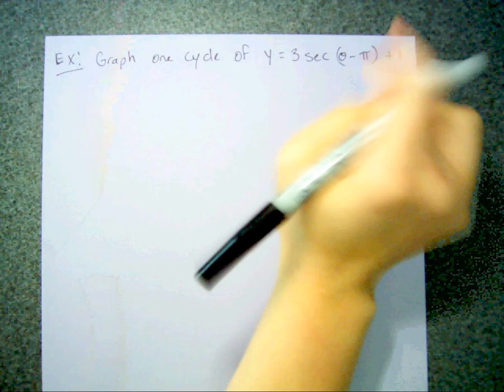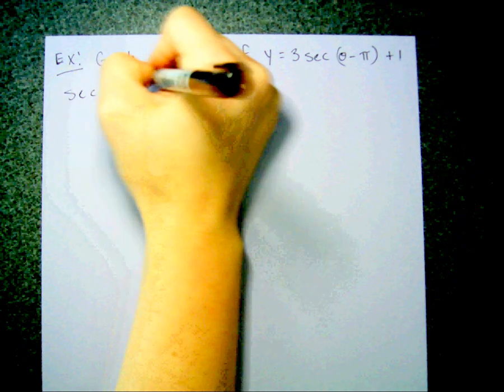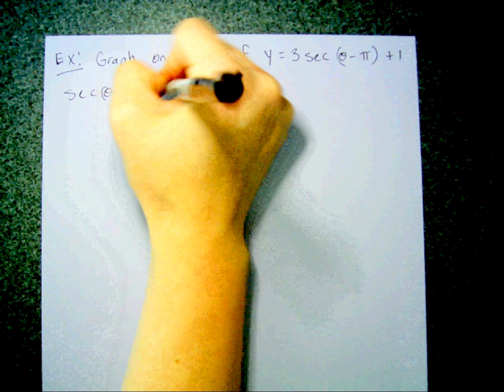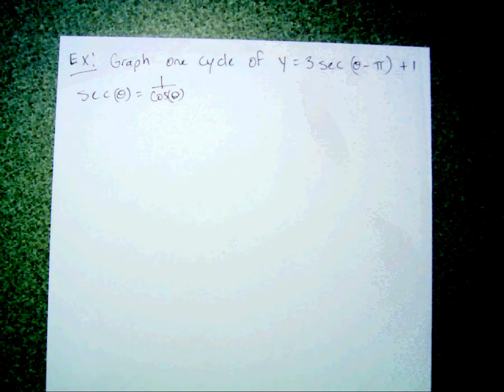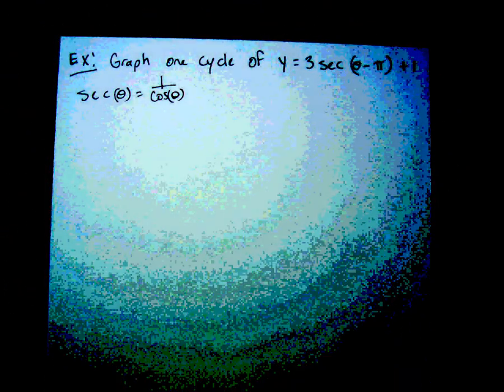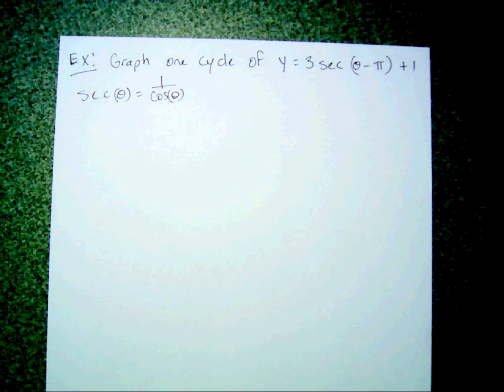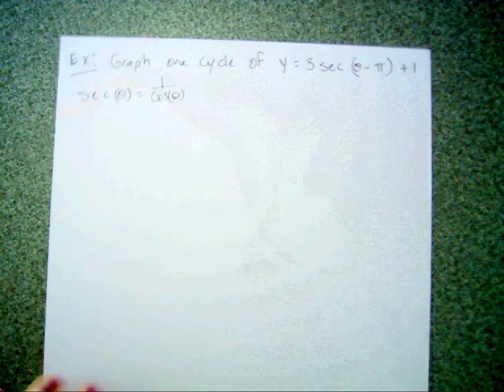And remember that secant is the reciprocal of cosine. So secant of theta is actually 1 over cosine. And so I want to start by finding all of the values for cosine. And then again, the only difference will come when I actually graph it. So I'm going to start out finding cosine.